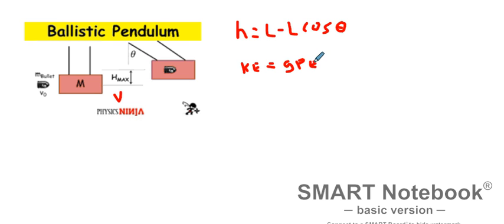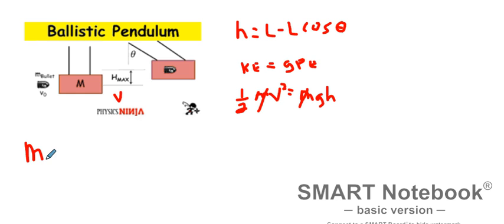So what am I going to do? I'm going to say 1/2 m v squared equals m g h. I'll know how high the pendulum goes. My masses cross off, so I don't need to worry about that. I can get my velocity. Now that velocity is the velocity just after these two collide.